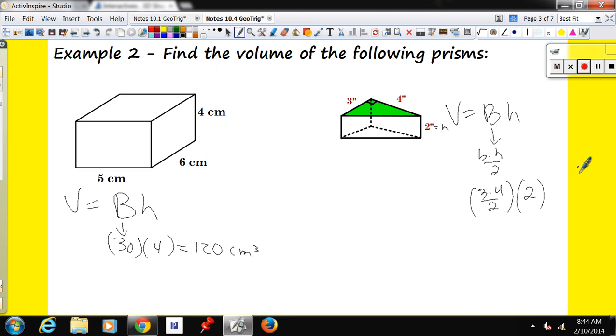So 3 times 4 is my base and my height of this triangle because that's my right angle up here at the top. So 3 and 4 are my base and my height for the triangle. The 2 is the height of the prism. So 3 times 4 is 12 divided by 2, 6. So 6 times 2, you're going to get a volume of 12 cubic inches.